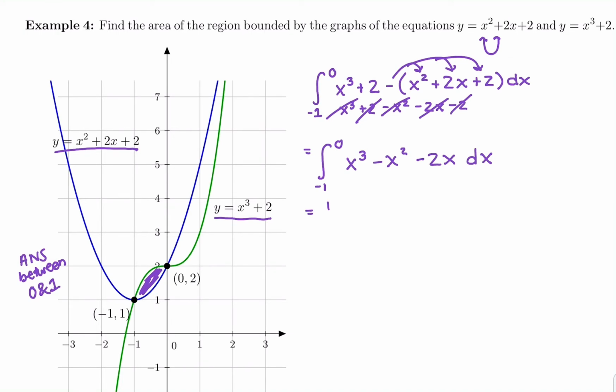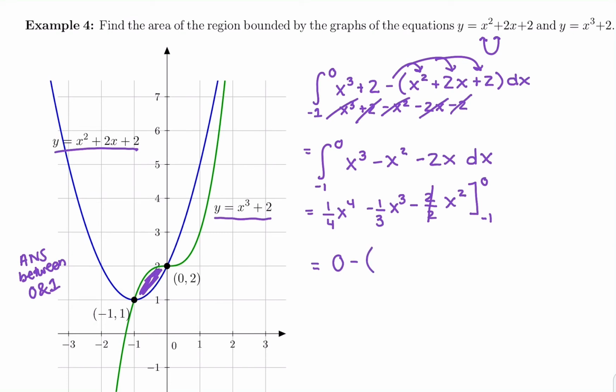So adding 1 to each of these, 3 plus 1 is 4, so 1 over 4 x to the 4. 2 plus 1 is 3, so we have 1 over 3 x to the 3. And then this last function, we're going to have minus 2 over 2 x to the 2, which is just going to cancel out. It'll just be a minus x squared from -1, my lower bound, to 0, my upper bound. So I'd grab my calculator, I'd plug in my upper bound first into this, and so I'd get 1/4 of 0 to the 4th minus 1/3 of 0 to the 3rd minus 0 squared, which is just all going to be 0.